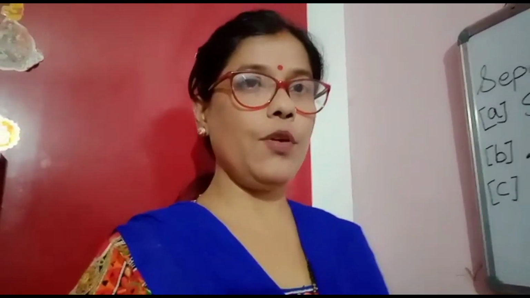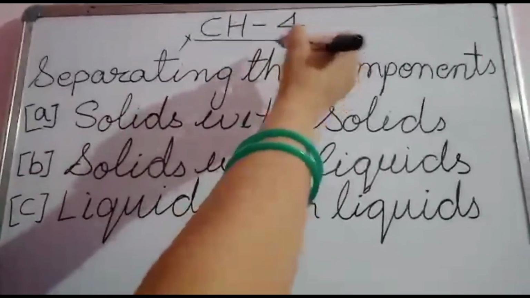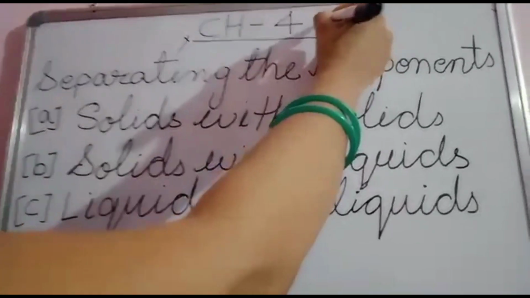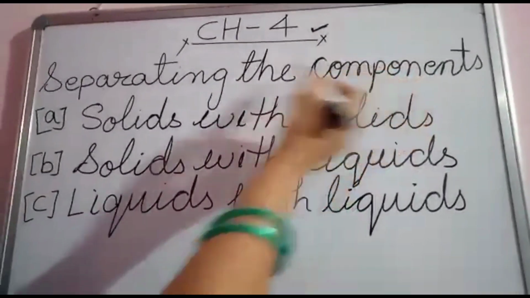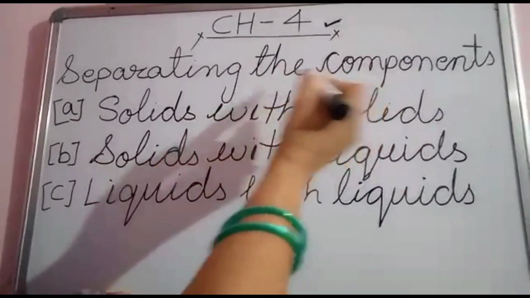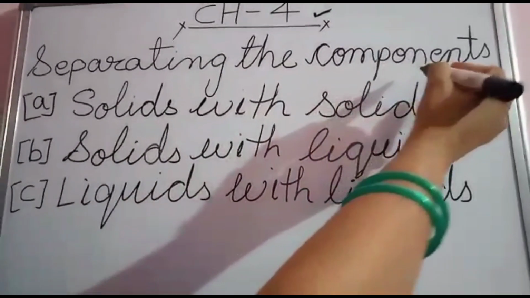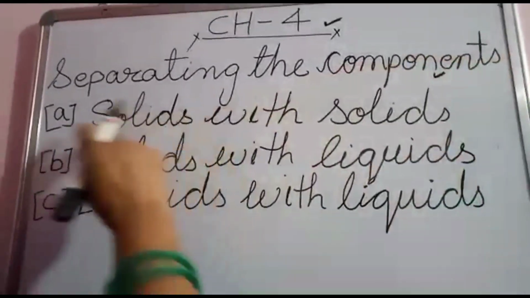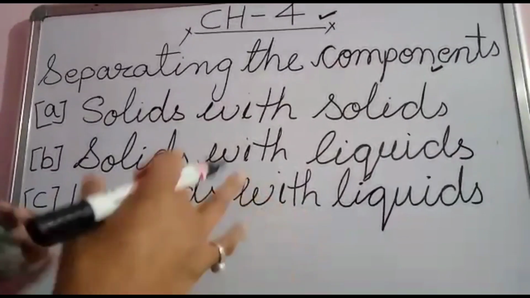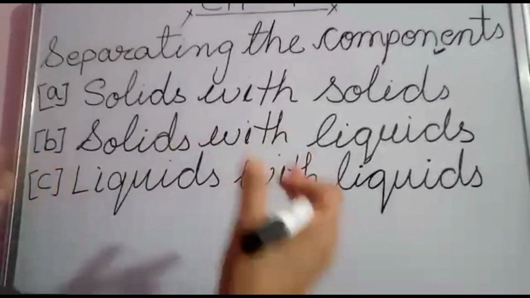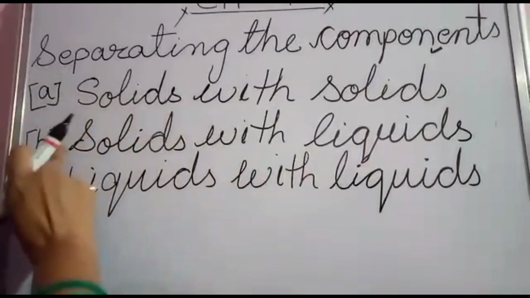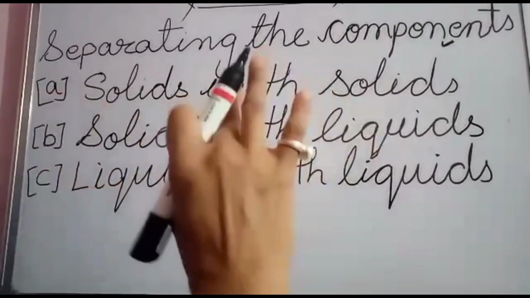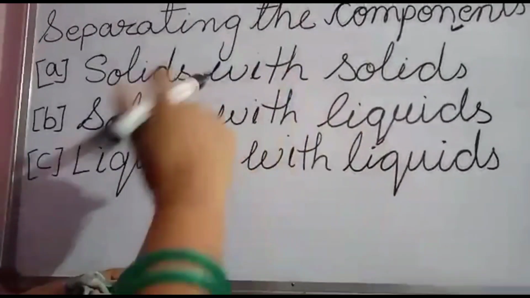Now look at the board. Here I have written chapter 4, and this is your subtopic, separating the components. This is the subtopic, and these three points here are because of the variety of mixtures I told you about earlier. So all these mixtures are categorized into three categories.